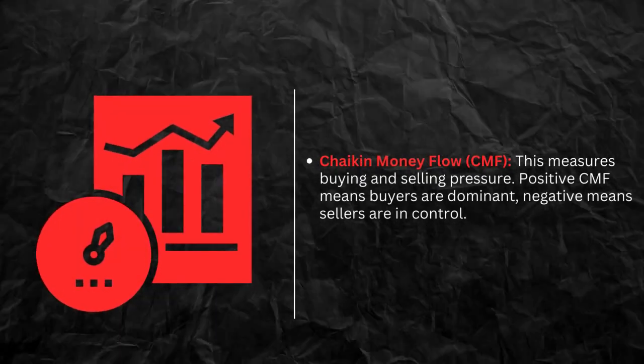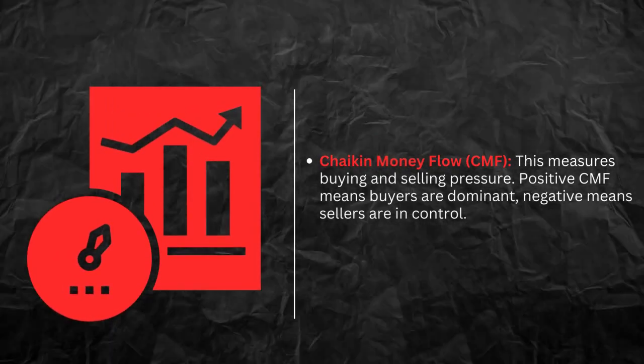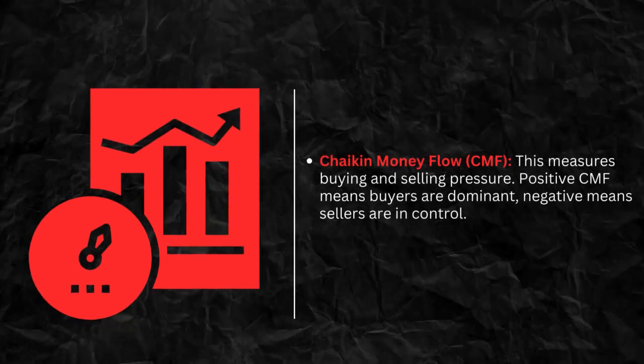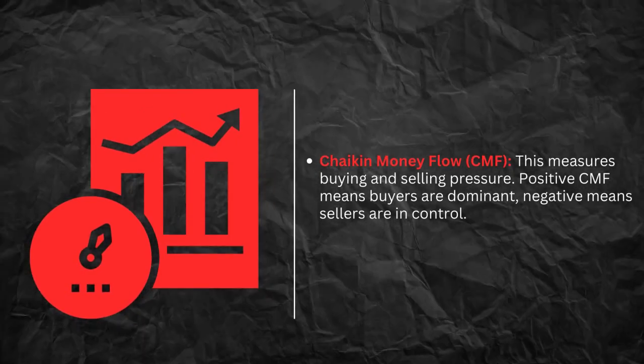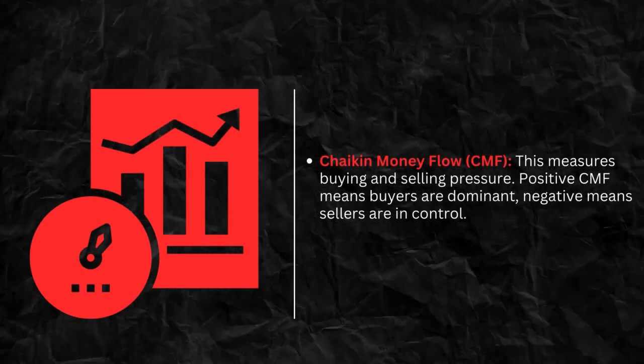And the next is Chaikin Money Flow, or we can also say CMF. This measures buying and selling pressure. If you see a positive CMF, it indicates that buyers are dominant. If you see a negative CMF, obviously it indicates that the sellers are in control.